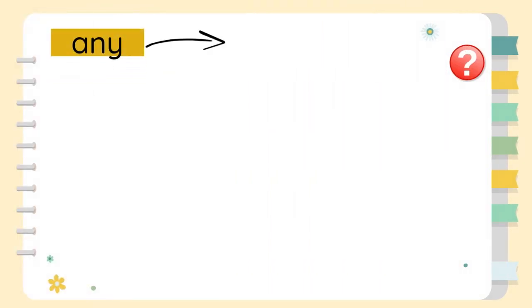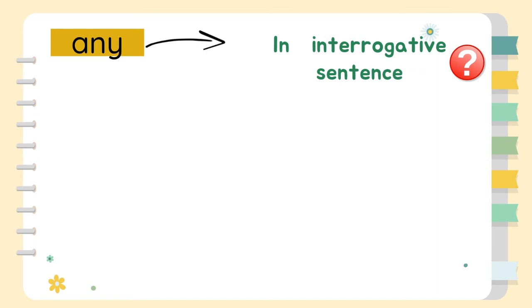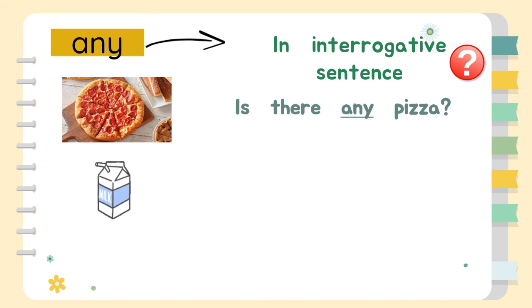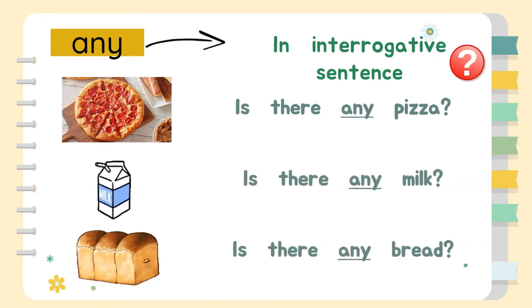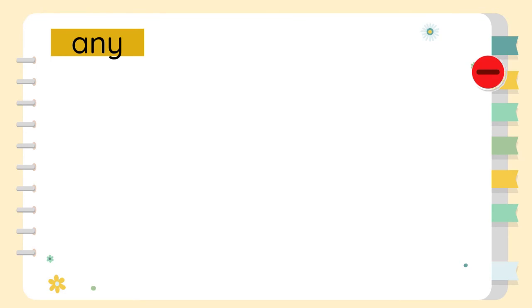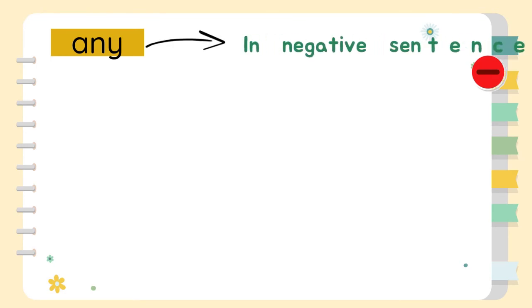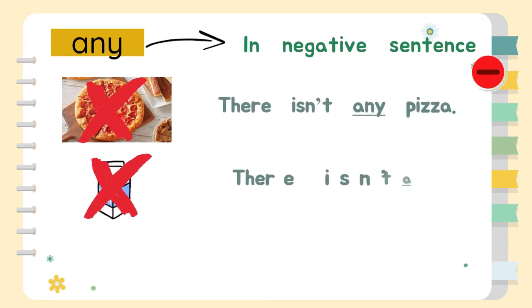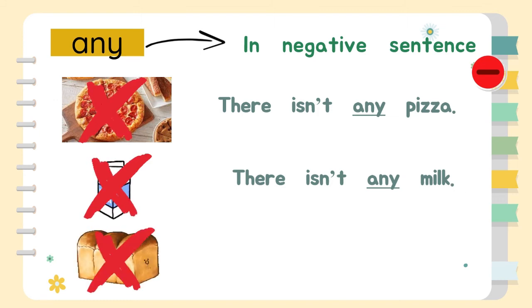We use any in interrogative sentences. For example, is there any pizza? Is there any milk? Is there any bread? Next one, let us look at examples for any in negative sentences. There isn't any pizza. There isn't any milk. There isn't any bread.